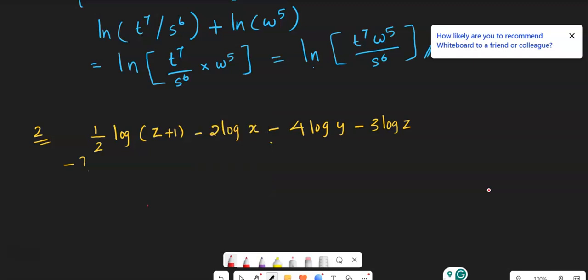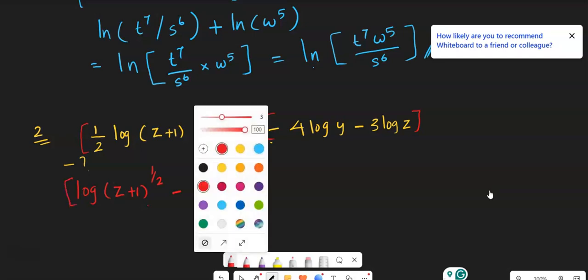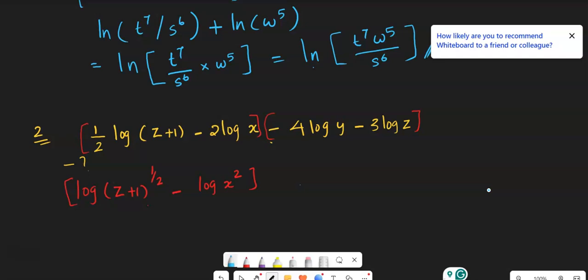Okay, so first I'm going to combine these two and these two together. So the first piece can be written using the reverse power rule. That will be log of z plus 1 to the power 1 by 2 minus log x square. Okay, let me use a different color for the other piece. See, you have a minus sign for this term and this term. You can take that out common. That will be log y to the power 4 plus log z to the power 3. See, it's quite simple.